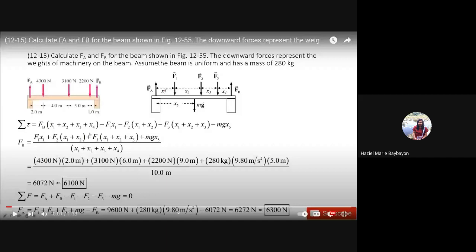It is positive, while F1 should be negative, po si F2. Negative po ang torque due to this. Negative po ning torque due to this one. Negative po ni due to this. Okay?